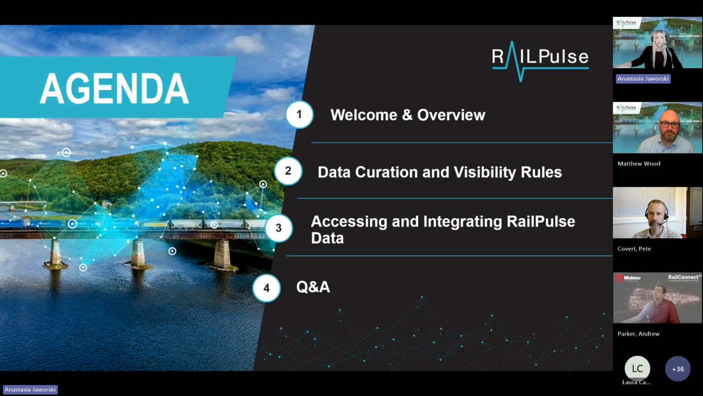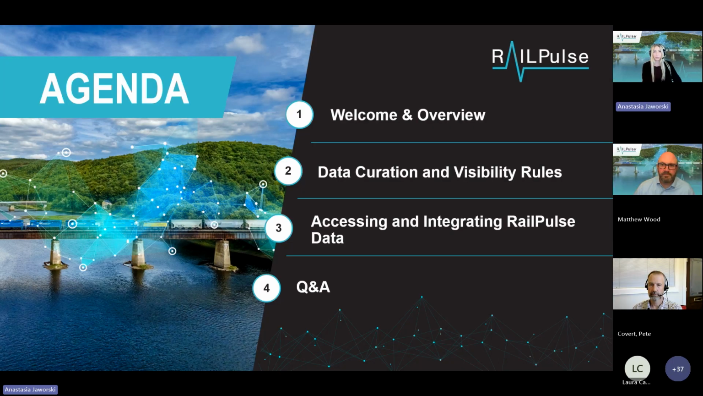So today's agenda is going to be simple. We're going to go over data curation, visibility rules, access and integration of RailPulse data, and then we're going to do a Q&A section at the end. If you have any questions, just go ahead and type them in the chat for us, and we will cover everything at the end.